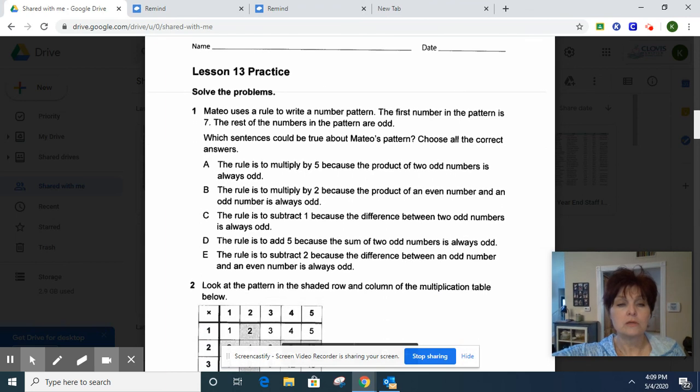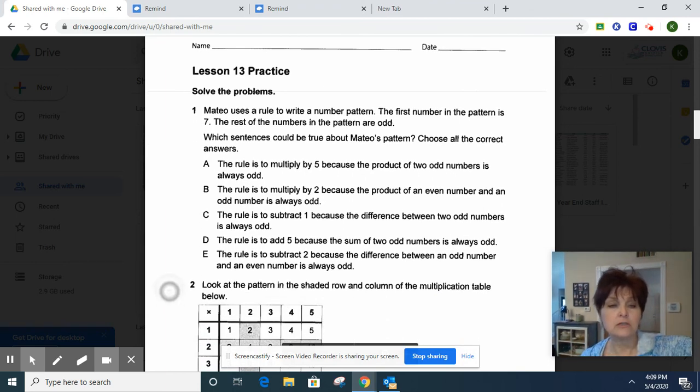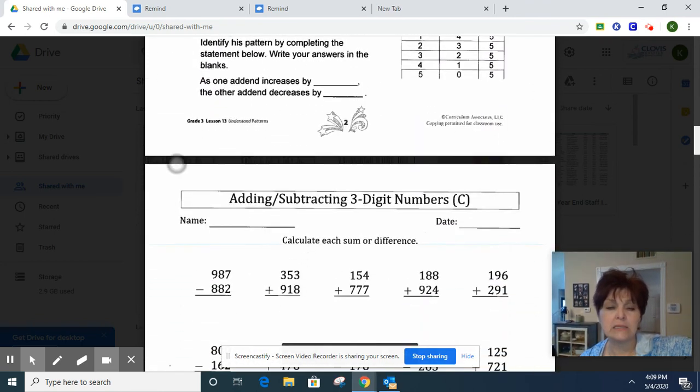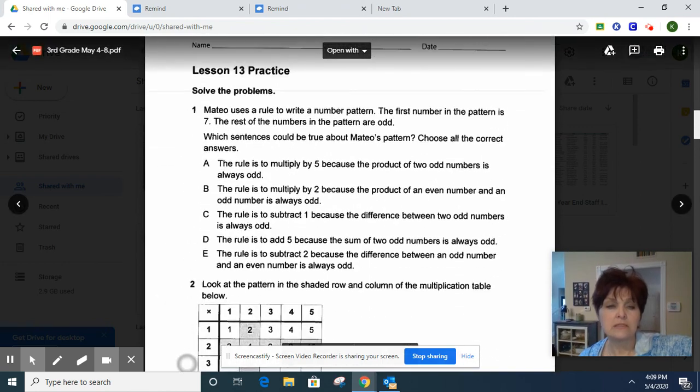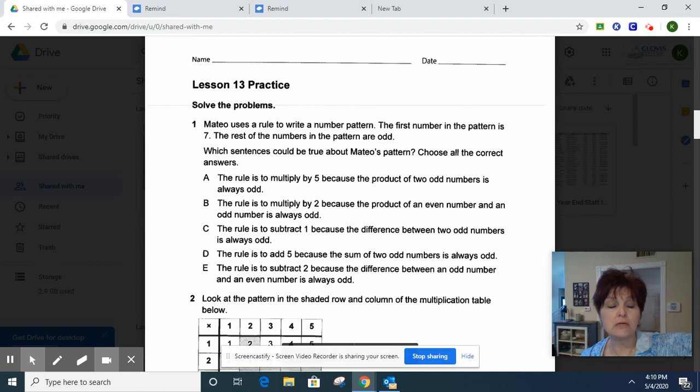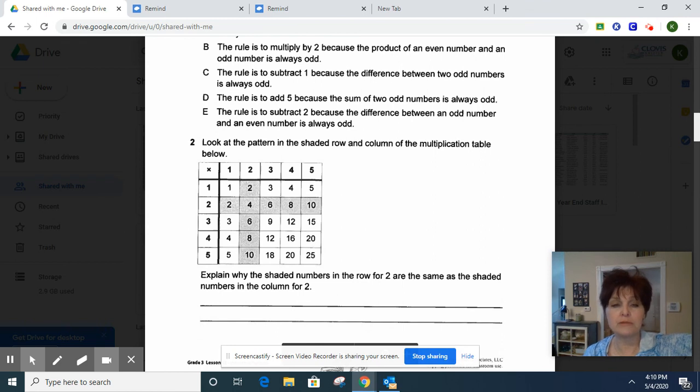So work on lesson practice 13. And I will upload a video that explains. So this is lesson 13 practice. So these are from your iReady. So these are like word problems we did in iReady. So they might be familiar to you, hopefully. So do the best you can. We've done this. I want you to work on this on your own. If you need help reading, have someone help you, but really try to do it on your own.